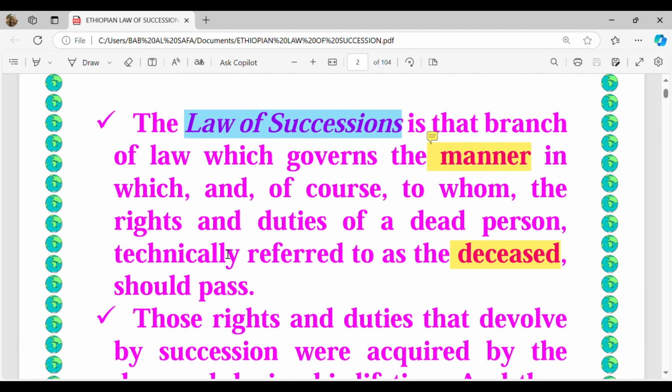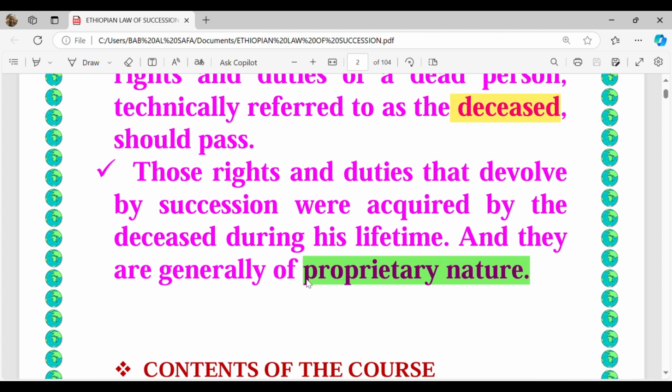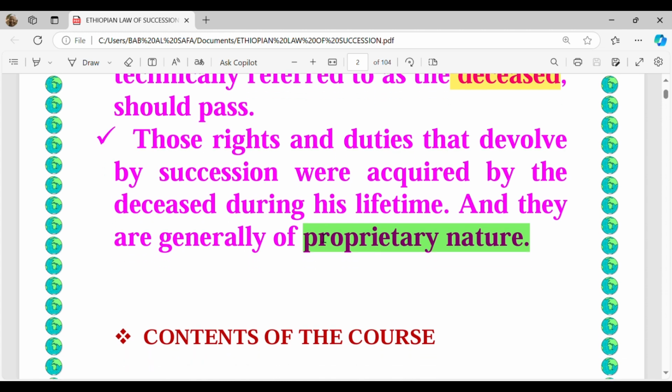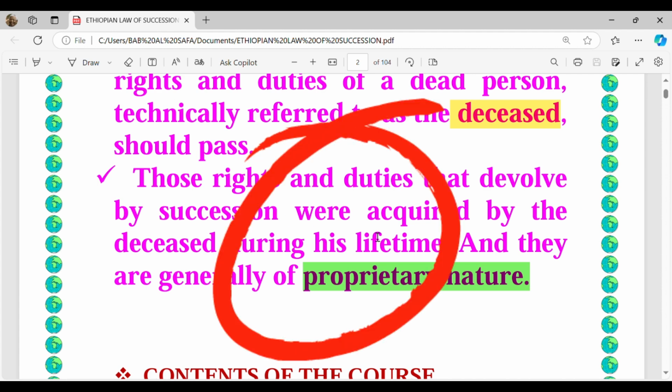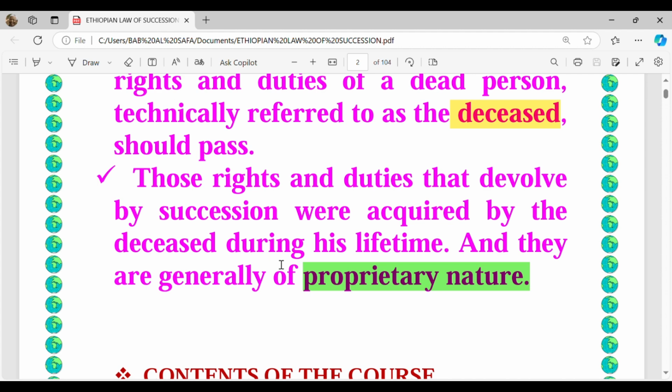So first, the law of succession is the branch of law which falls under private law, and it governs the manner or the way in which, and also to whom, the rights and the duties that a person acquired during his lifetime pass to the rightful successor. The rights and the duties transferred from the deceased to the rightful successor are those rights and duties acquired by the deceased during his lifetime.